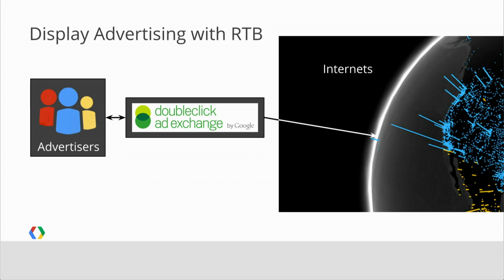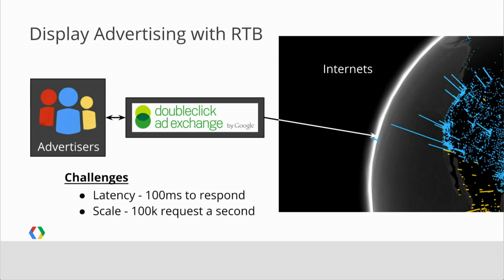These bidders are very non-trivial pieces of code. They need to be scalable and available because of two very strict constraints in RTB. Constraint one: exchanges typically require you to respond to a bid request within 100 milliseconds.